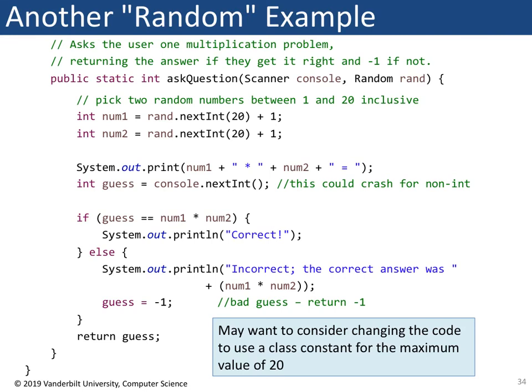To see if they got the answer correct, we simply compare guess to num1 times num2. So computer programs and computers in general are very good at doing simple arithmetic. So this is an easy comparison to be able to tell if the user's answer was correct. If it's incorrect, we will print out incorrect, and the correct answer was, followed by the correct answer. We will then set guess equal to -1. This is so that when we return, guess either has the value they typed in, which was correct, or -1 if they got it incorrect.